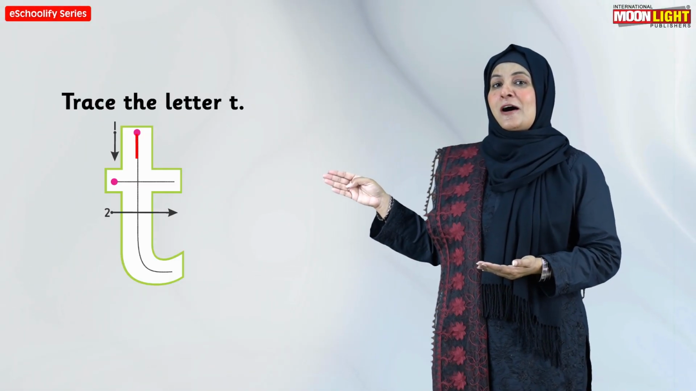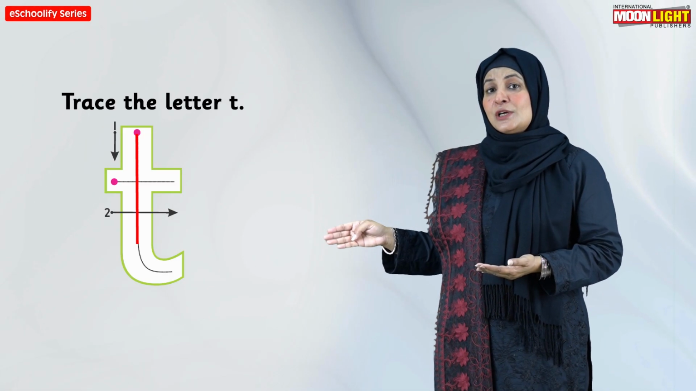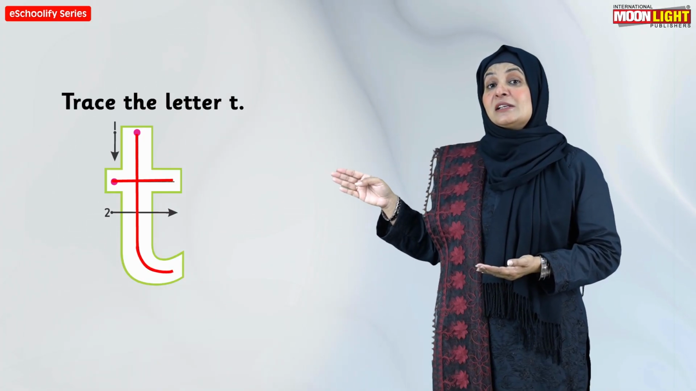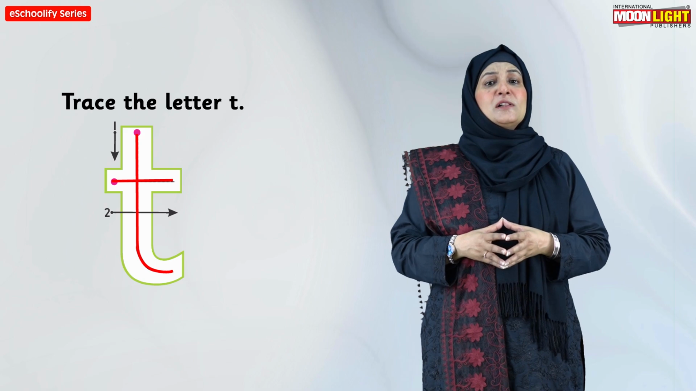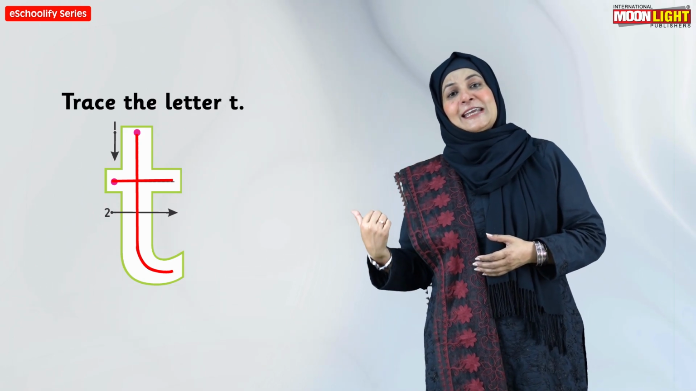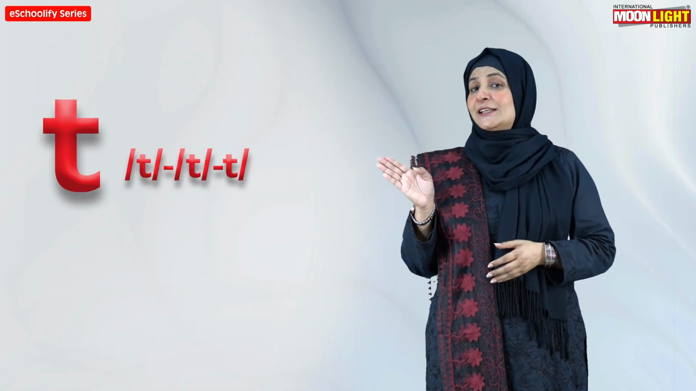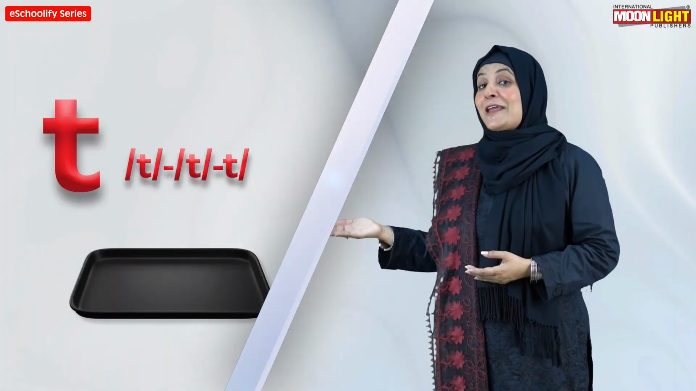Start from the dot, come straight down, turn the loop, make a cut. Make a sleeping line, it will make small t. The letter name is T. The sound of T is t, t, t.